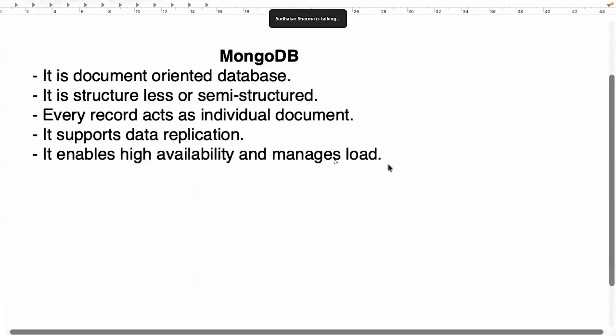So MongoDB is document oriented, it is semi-structured, and it supports data replications and high availability. Another one is that it is a NoSQL database.